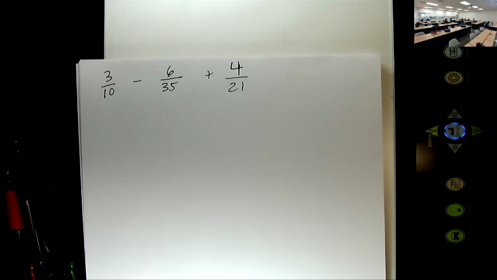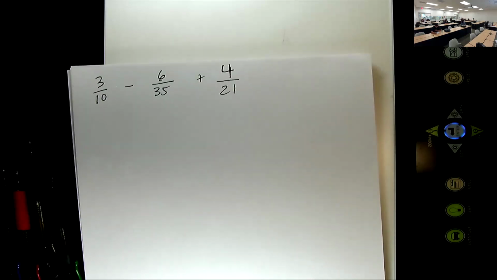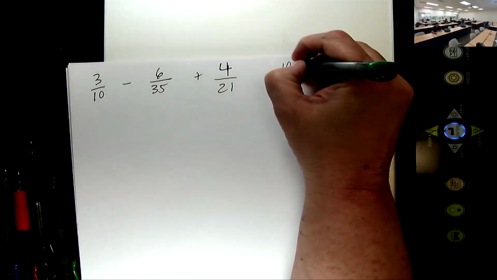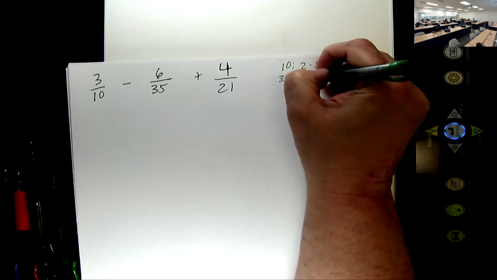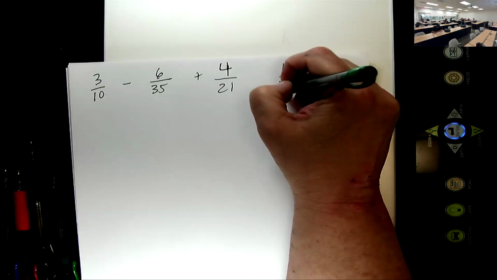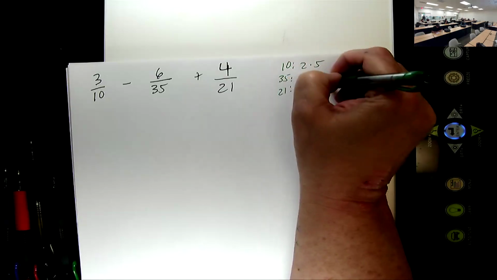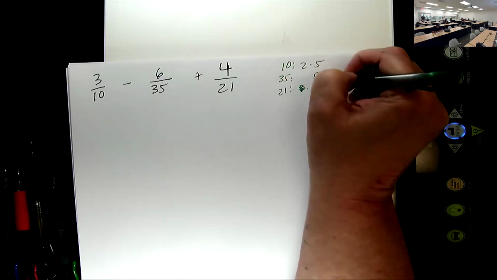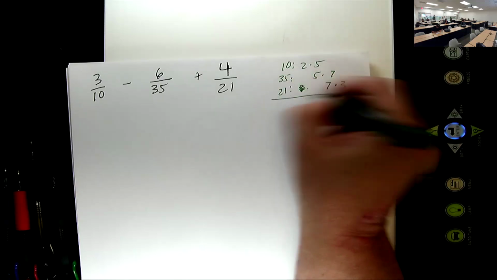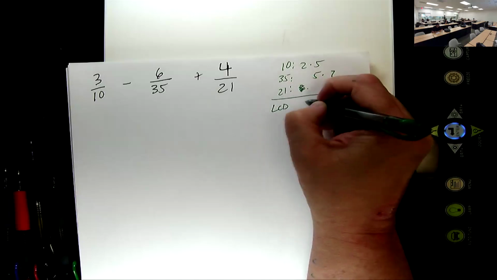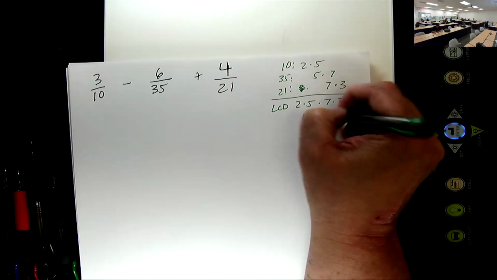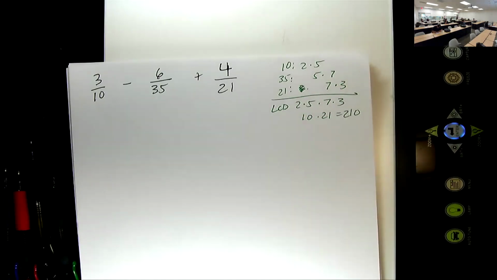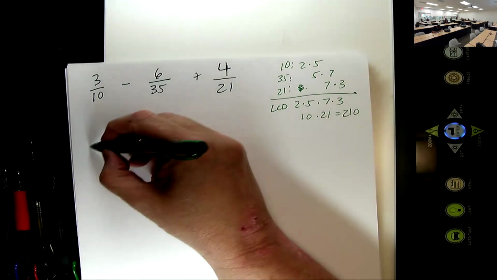Alright, so we do this together. 10 is 2 times 5. 35 is 5 times 7. 21 is 3 times 7. Oop, I need a new column for 3. Looks like the LCD is 2 times 5 times 7 times 3. 10 times 21 is 210.